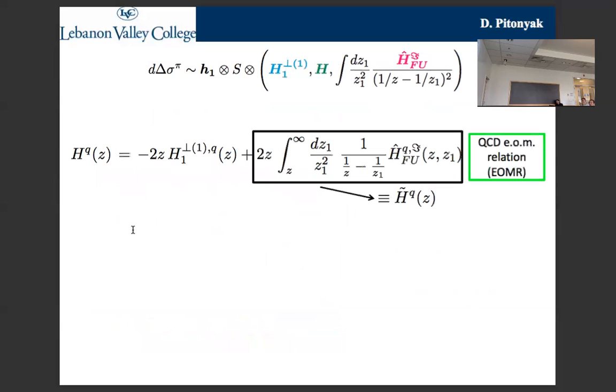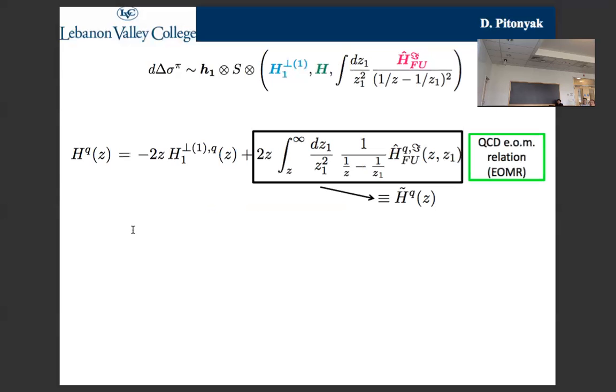tilde. So what we would like to have done is to eliminate the term in our analytical result involving this dynamical function, because we didn't know anything about that function. Unfortunately, at the time, all we knew is this equation of motion relation, and we see here that the integral showing up in the equation of motion relation is not the same as the integral showing up in our analytical expression for the spin-dependent cross-section.